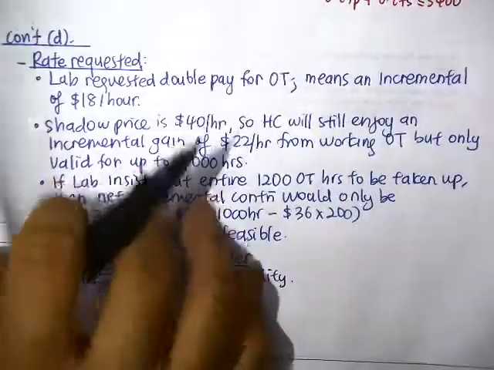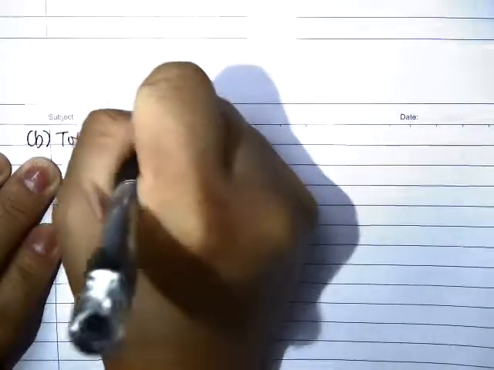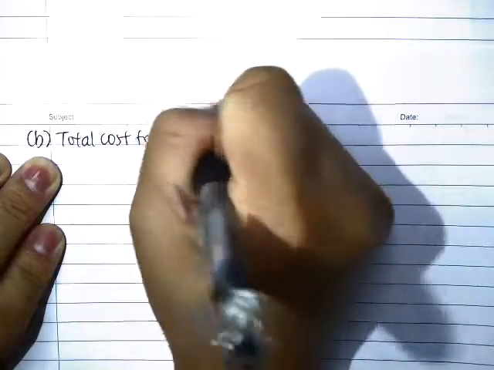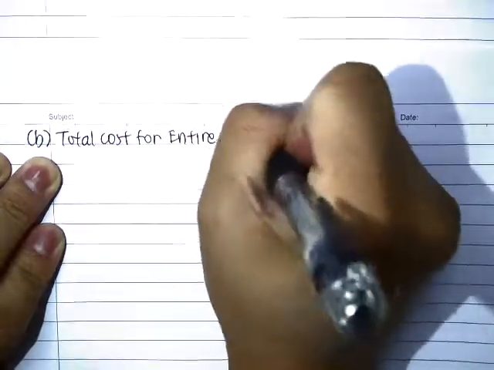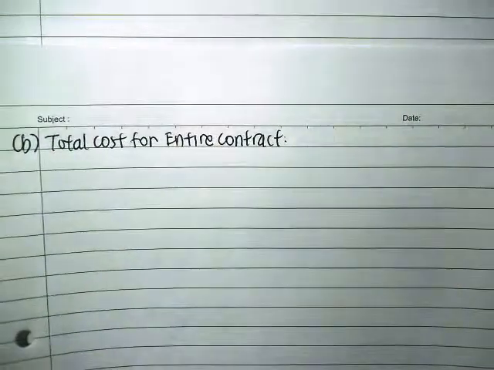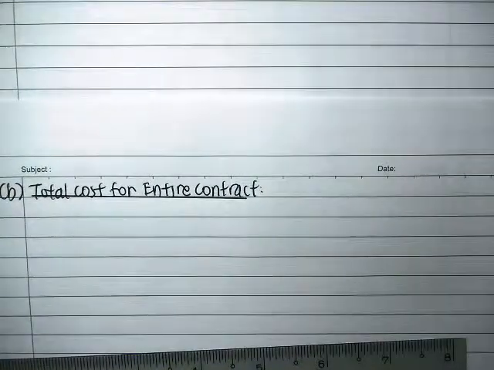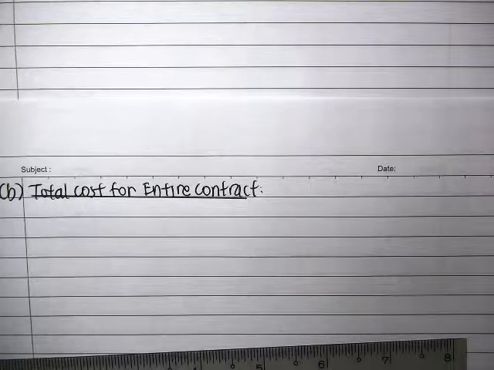Now, what we're going to see here is part B. Now they want us to work out what is the total cost for the entire contract. If it's the total cost for the entire contract, that means you must take into account 600, right? You've got to do 600 jobs.